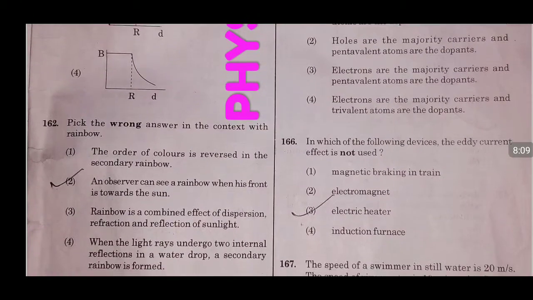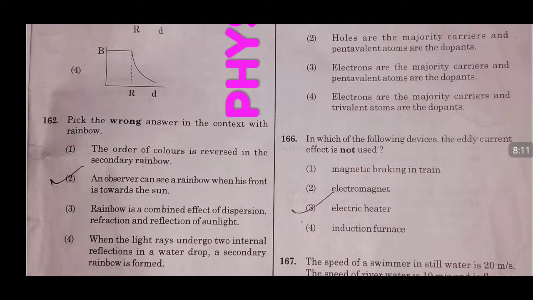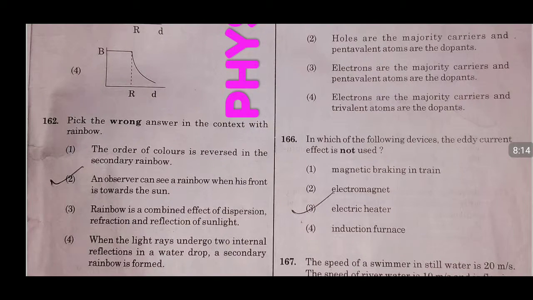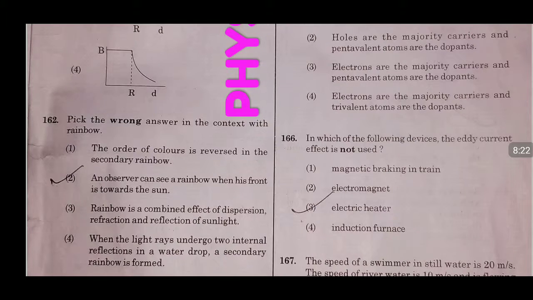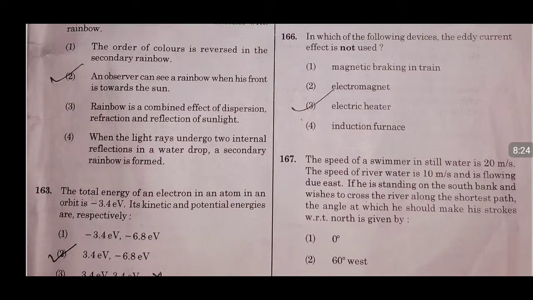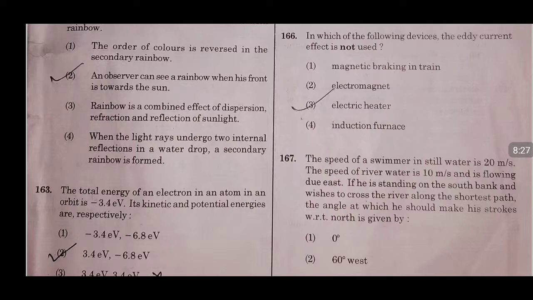161, D. 162. Pick the wrong answer in the context of the rainbow. Right option is B: an observer can see a rainbow when his front is towards the sun. 163 number question. The total energy of an electron in an orbit in an atom is minus 3.4 electron volt. Its kinetic and potential energy are respectively... Then right option is 3.4 electron volt and minus 6.8 electron volt.